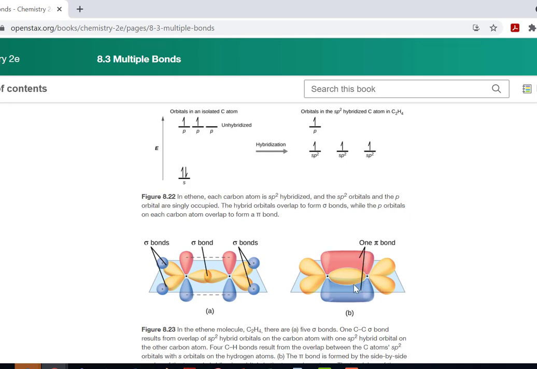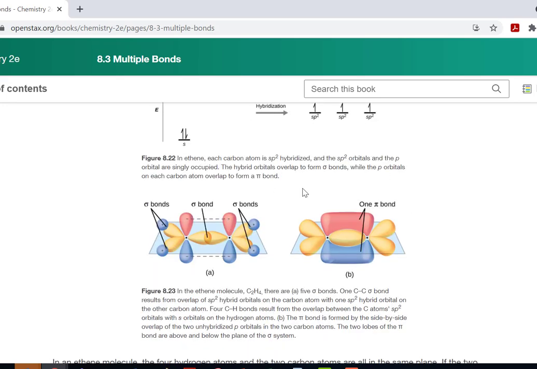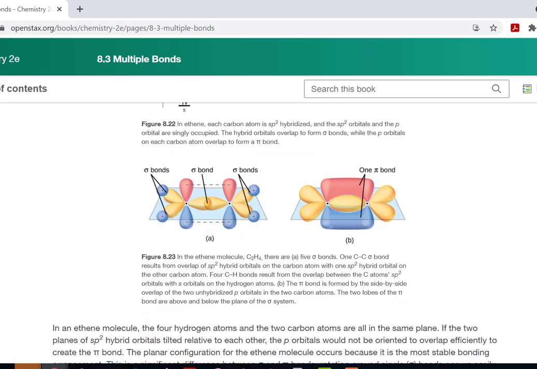And so this is one bond. The blue and the red are both part of the same bond. And then the other bond is the sigma bond right in here, which is the orange. So that's a sigma bond and a pi bond. Okay, so that did a really good job for a double bond.